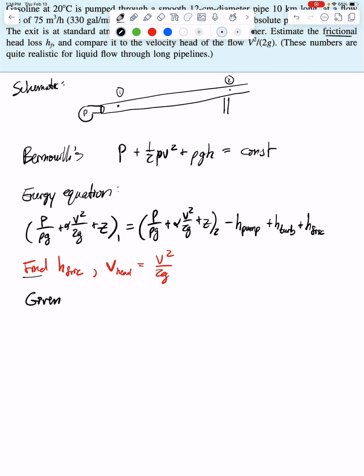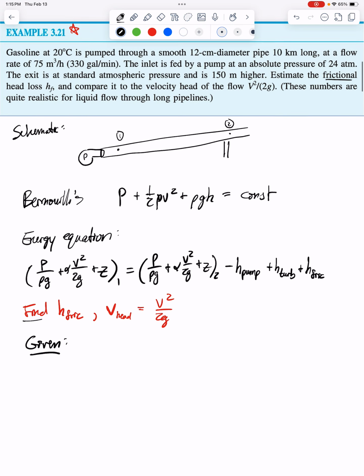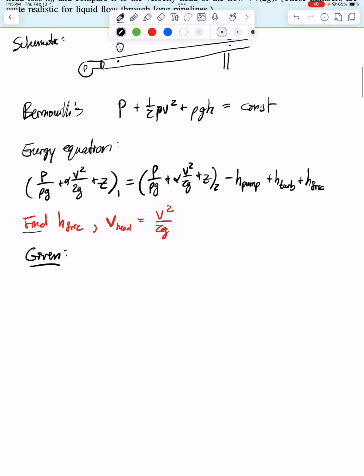Let's talk about our givens. So we're given a lot of different variables. Let me write them down for us. Once again we're working with oil going through this pipe. We're given that the density of oil is 680 kilograms per cubic meter. We're told that the diameter of the pipe is 12 centimeters, so 0.12 meters. Told that the length of the pipe is 10 kilometers.